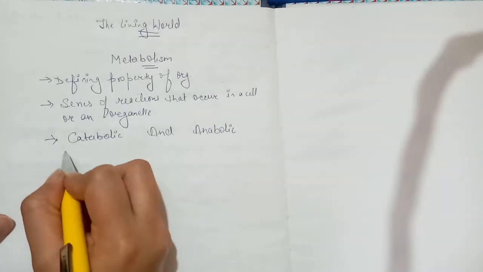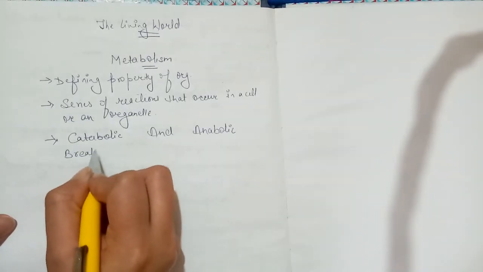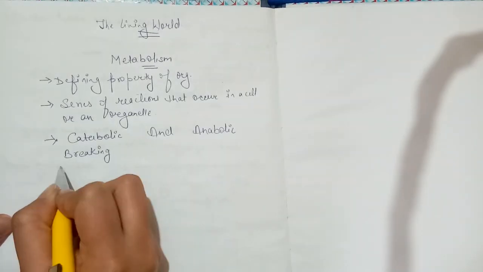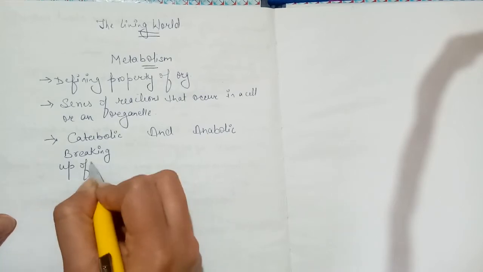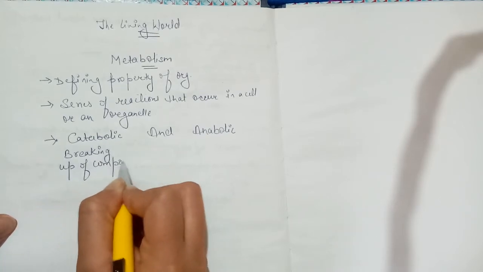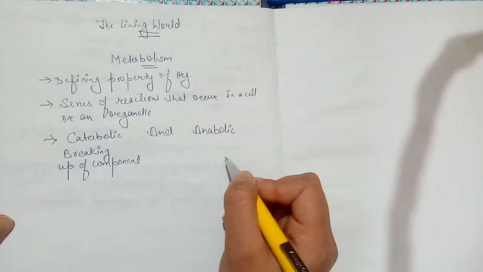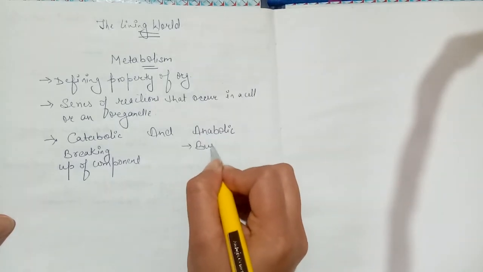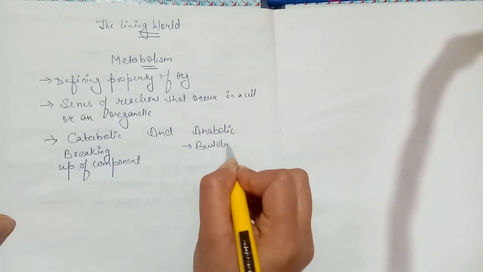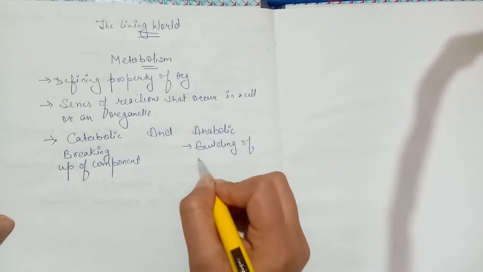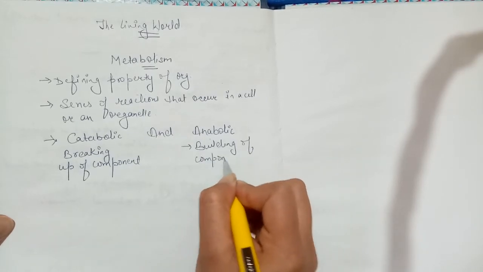In case of catabolism, there is breaking up of components, and in case of anabolism, there is building up of components. And these components are essential to gain and to release energy so that an organism can survive.